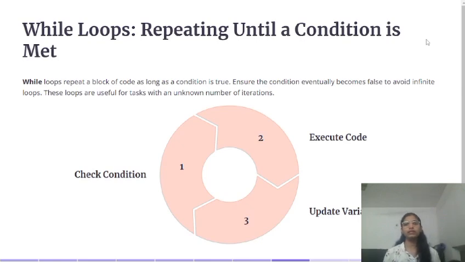While loops are mainly used to check a specific condition. It repeats the code as long as the condition is true, and if it's false, it gets terminated, which ensures there are no infinite loops. So these loops are useful for tasks with an unknown number of iterations. The flow is like they check the condition, execute the code, update the variables and repeat. It repeats until the condition is false, and once it's false, it comes out of the loop. And that's all about looping statements.